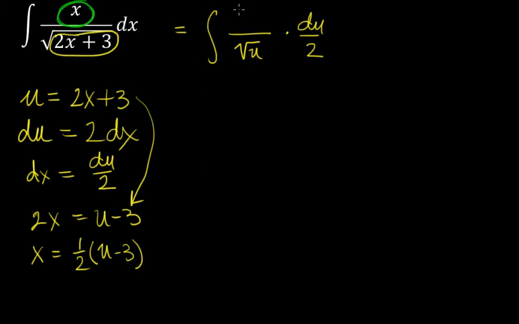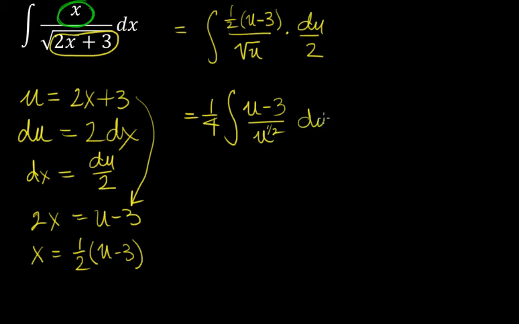So I just put that right up here: 1/2 times the quantity u minus 3. Now I have a factor of 1/2, and I also have a factor of 1/2 here. So I'm going to pull them both out, and I have 1/4 times the integral of u minus 3 over u to the 1/2 du.